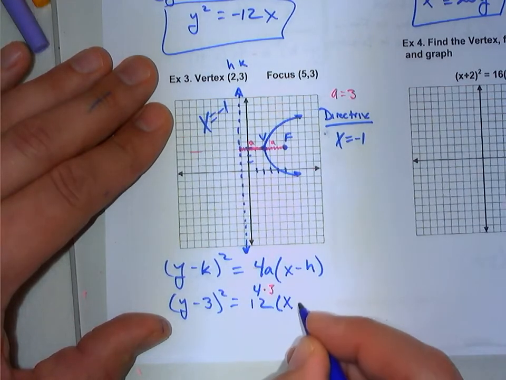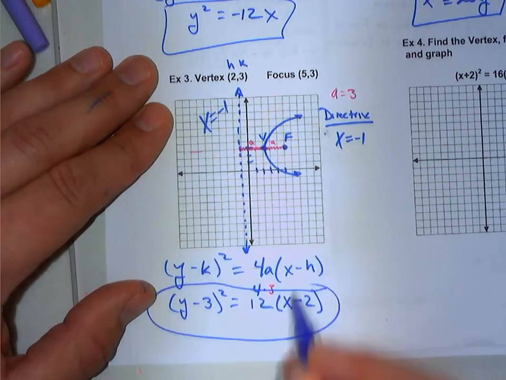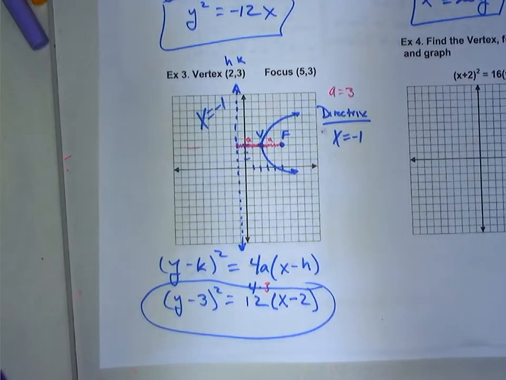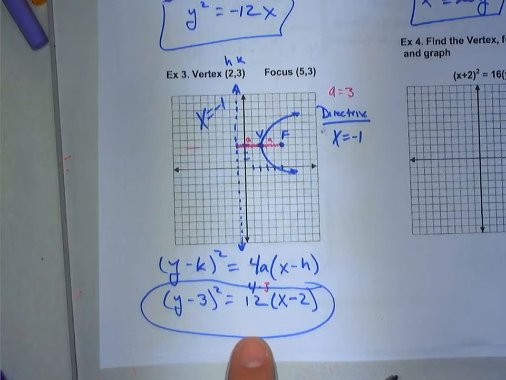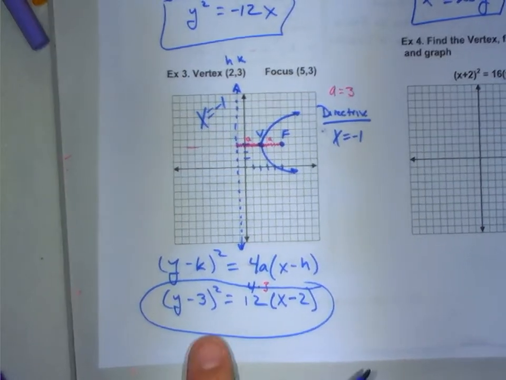What is it? So x minus 2, very good. So there's my equation. I've got y minus 3 quantity squared equals 12 times the quantity x minus 2. Okay? So now understand where we're going. We're going to put this all together. If they give you information, you should be able to come up with the equation. And now we've got to go backwards. They're going to give you the equation, and we want to put this stuff together.